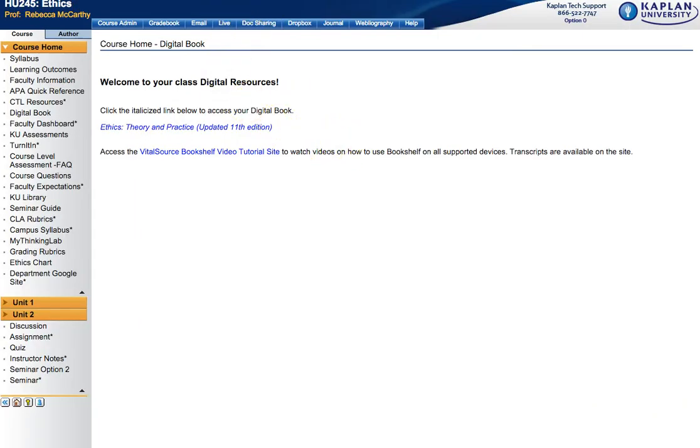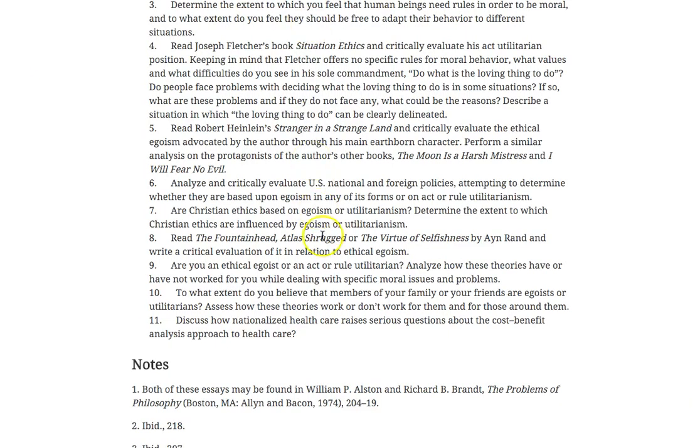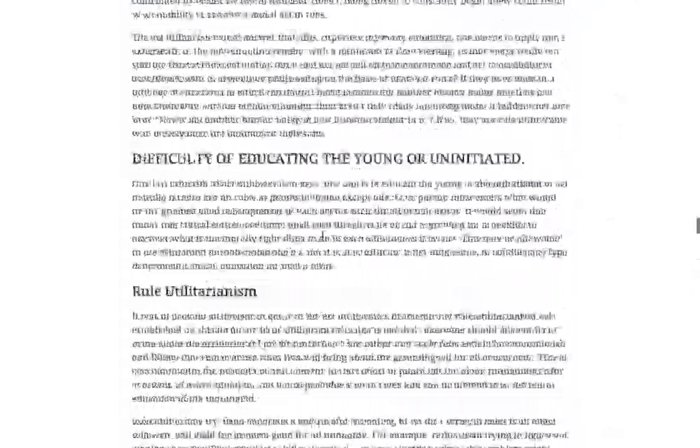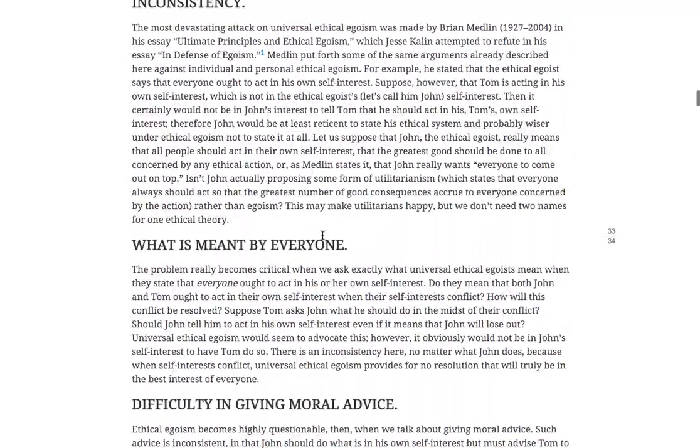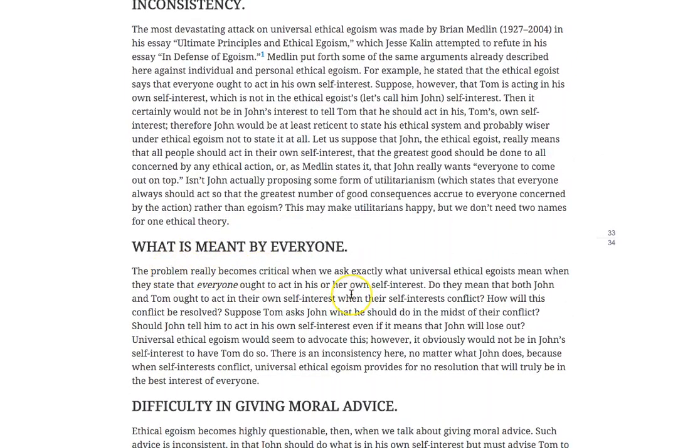So that's where you find a lot of the information for this assignment. I highly suggest that with this assignment, if you're defining something, for example, let's go to the top here. If you're saying that one of the weaknesses of egoism is that universal egoists say that everyone ought to act in his or her own self-interest, what do you mean by everyone? And is self-interest always the same? Is my self-interest the same as your self-interest?